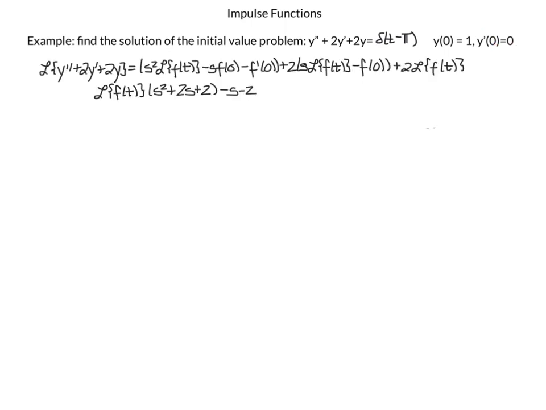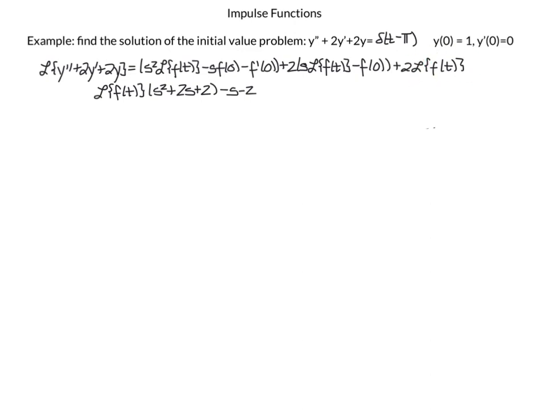We start by taking the Laplace transform of both sides of the equation. So on the left-hand side, we have the Laplace transform of y double prime plus 2y prime plus 2y. And using our formulas, here we have the Laplace transform of y double prime up to here. Here we have 2 times the Laplace transform of y prime. And here we have 2 times the Laplace transform of y.